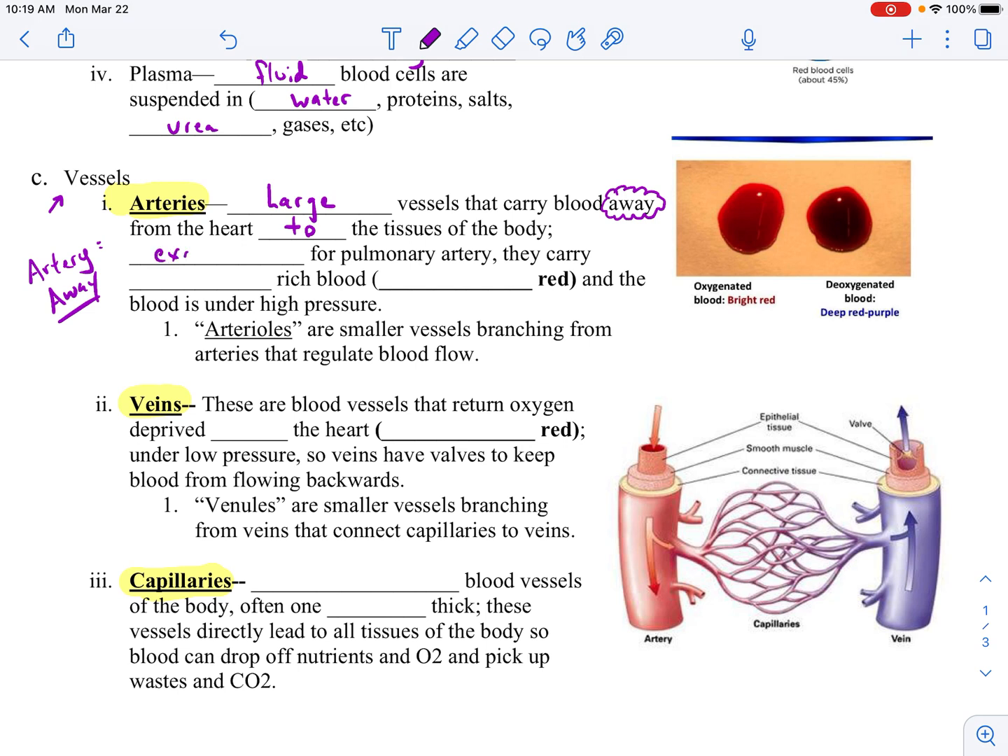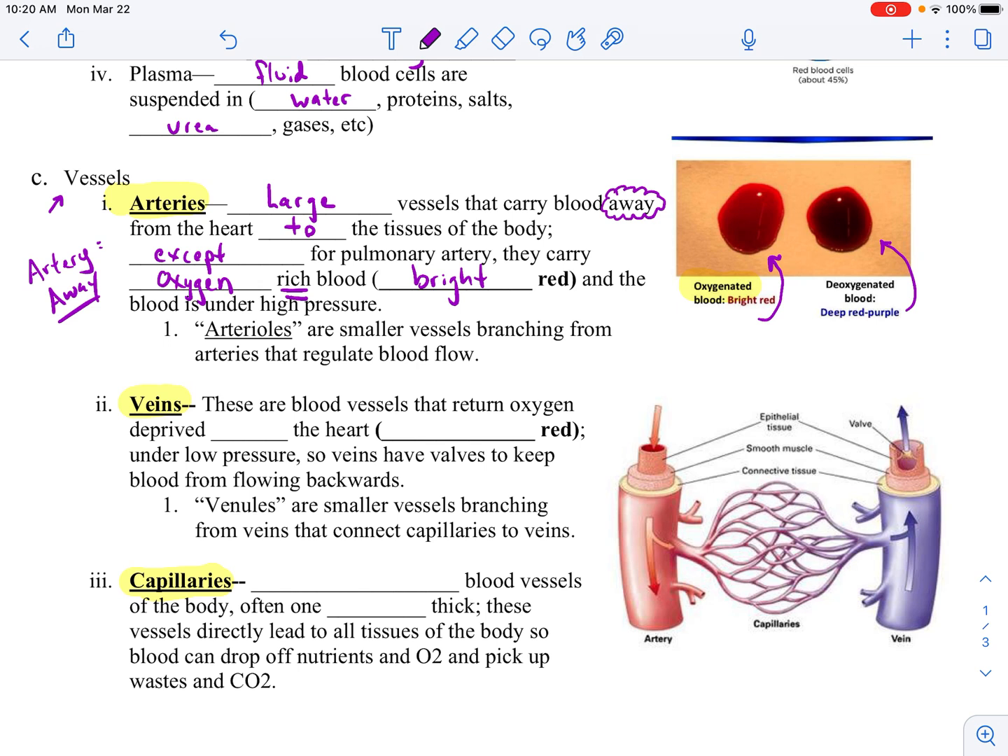Except for the pulmonary artery, they carry oxygen-rich blood. And oxygen-rich blood is bright red in color. Typically, artery blood is under high pressure, and smaller arteries are called arterioles. So arterioles branch from arteries, but again, they are bringing blood to the tissues of the body. Bright red blood you can see here, and that is oxygenated blood.